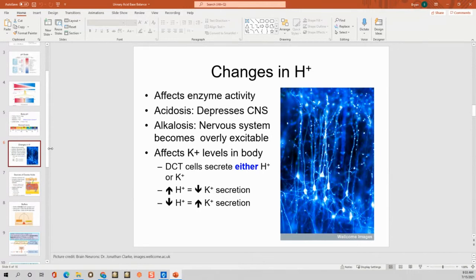Let's talk about those hydrogens as denaturers first. Remember, our stomach uses hydrogens to digest proteins. So now think of those same hydrogens in our bloodstream denaturing proteins. And we can't forget that enzymes are proteins. All enzymes in the human body are proteins. So if the hydrogen levels get too high, if pH drops too low, then this will end up impacting enzyme activity. It's going to denature those enzymes.